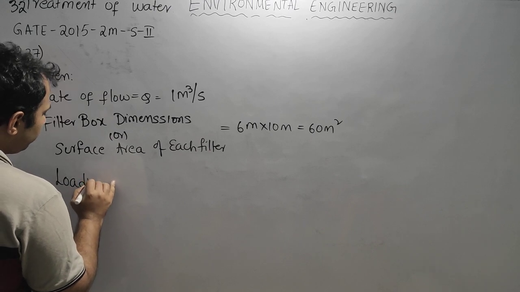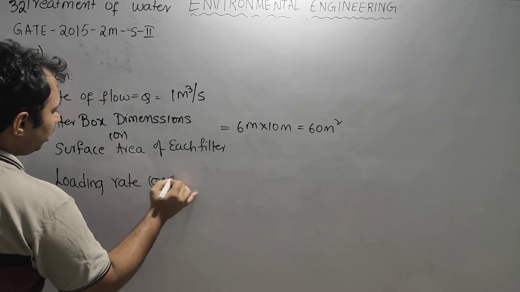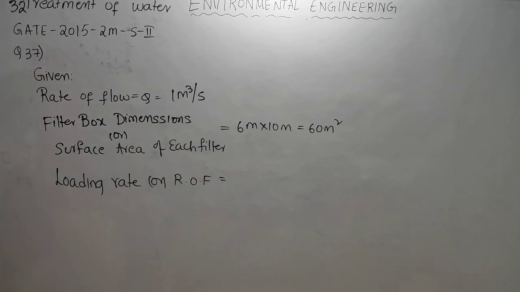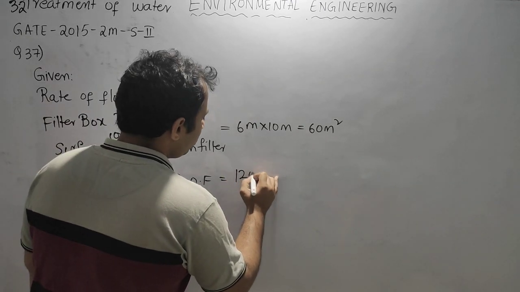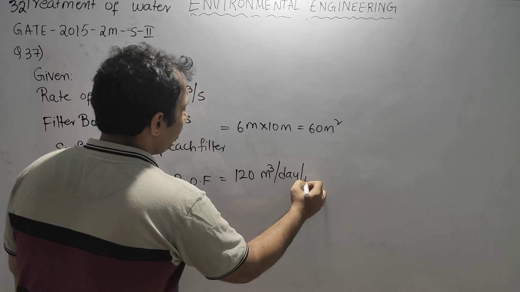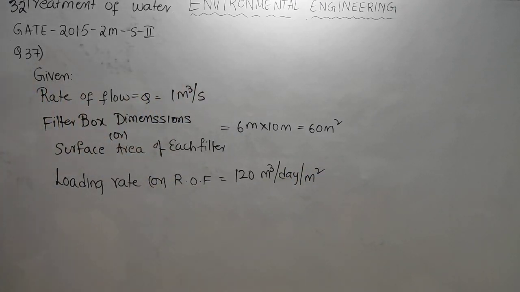Okay, and loading rate to the filters was given. Loading rate, or we can call it as rate of filtration, is given, that is equal to 120 meter cube per day per meter square. So this is the loading rate given. Okay, when 2 of the filters are out of service. So here number of filters were not given, but 2 filters are out of service.